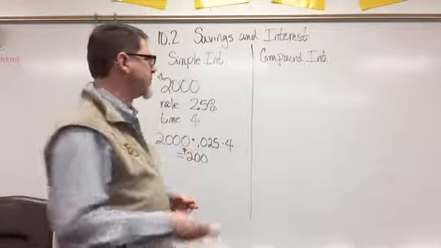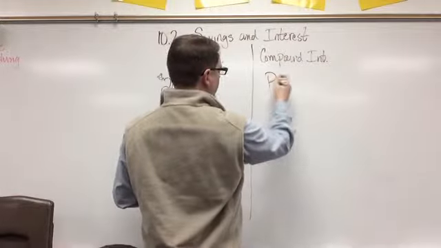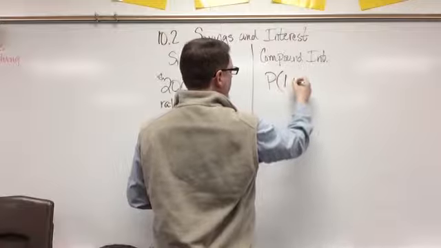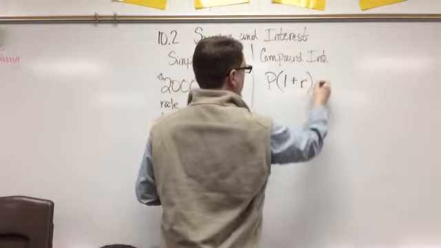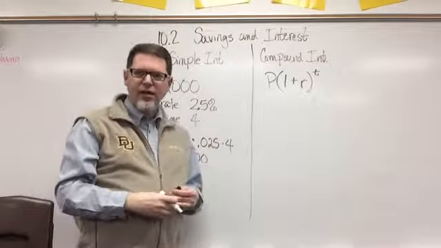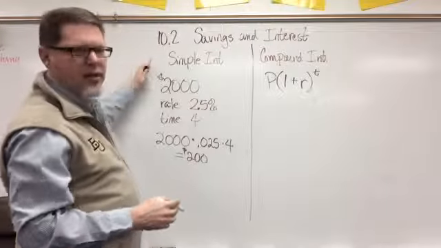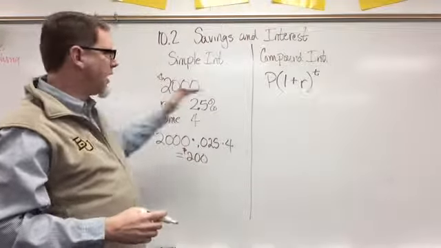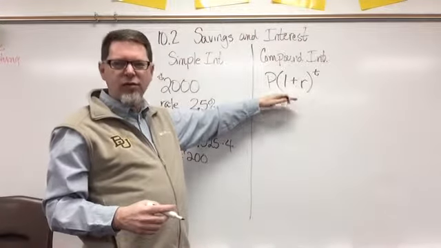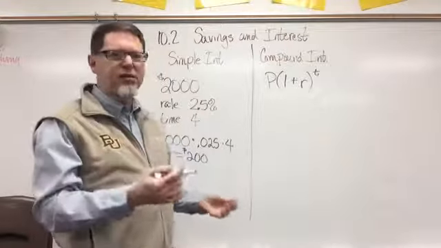The formula is different. The formula for compound interest is principal times, in parentheses, 1 plus R raised to the T power. Okay? Now, when we did simple interest, I equals PRT, I was finding interest. When I look for compound interest, I'm going to find how much total is in my account, and then I have to subtract the original amount to find the interest.